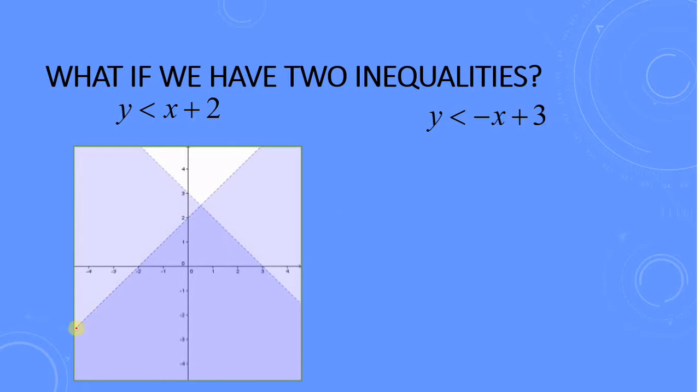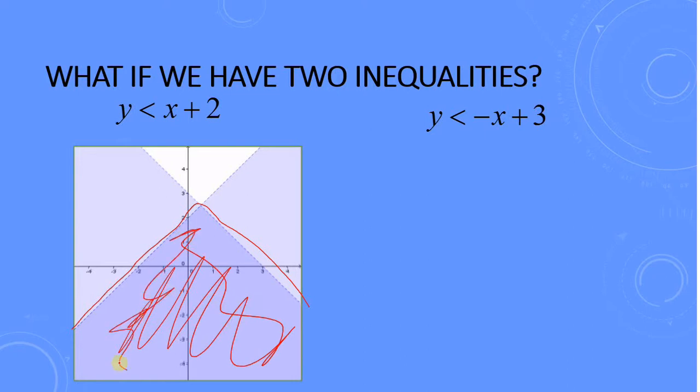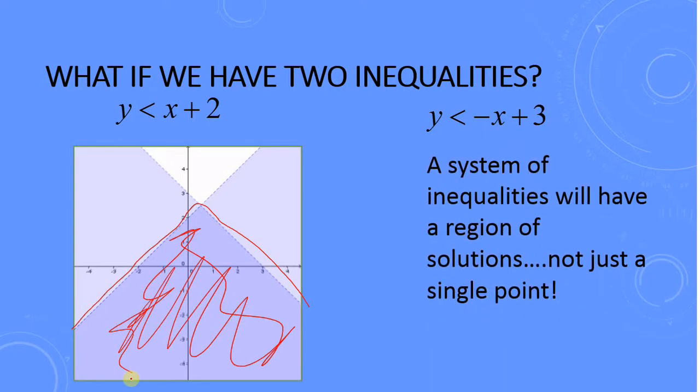Notice how I have now this area right here that is much darker than the rest. That is where my solutions, hence the S, lie. A system of inequalities will always have a region of solutions, not just a single point. You're going to have many points that you can use.